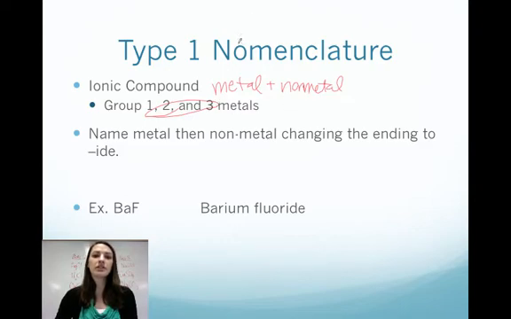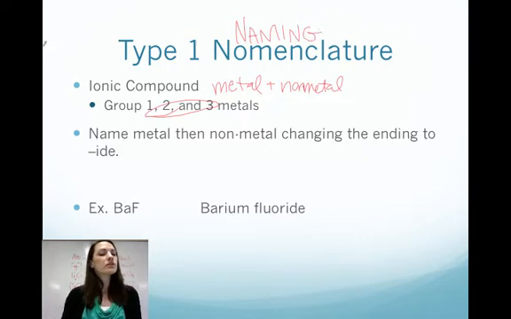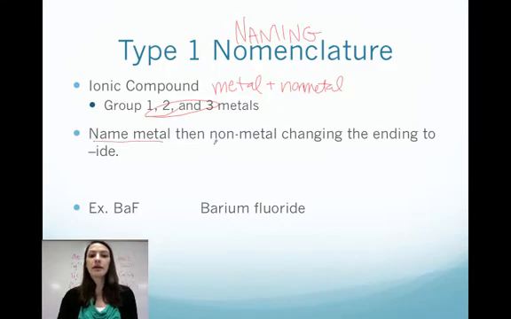Nomenclature, that's just a fancy chemistry word for naming. We're going to be naming compounds today. The way that we do this is we're first going to write what the metal is, and then we're going to change the nonmetal's ending to IDE. So instead of writing barium fluorine, we're going to change the ending. We start by writing our metal, which is barium, and then we change our ending from fluorine to fluoride.